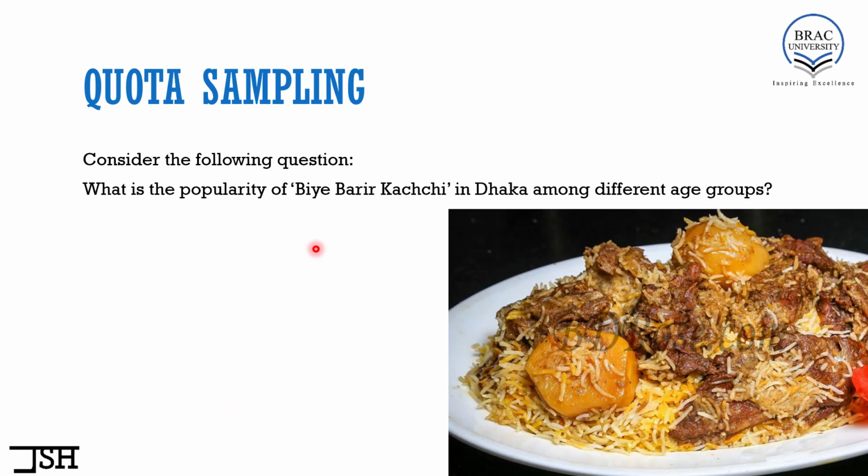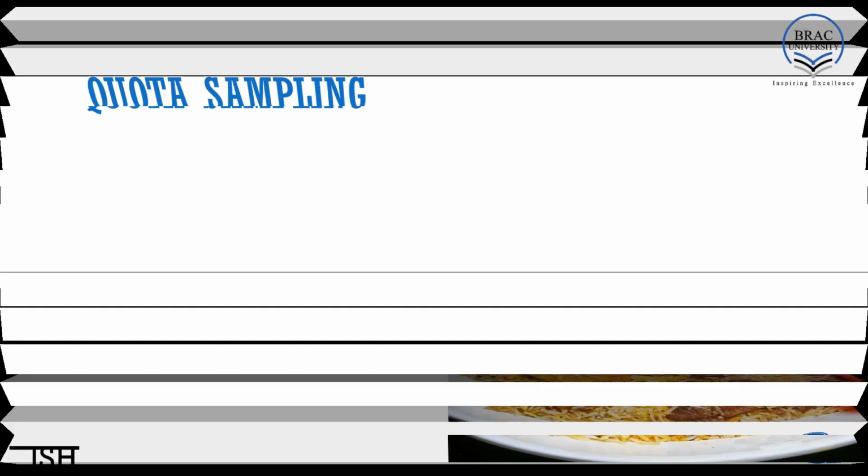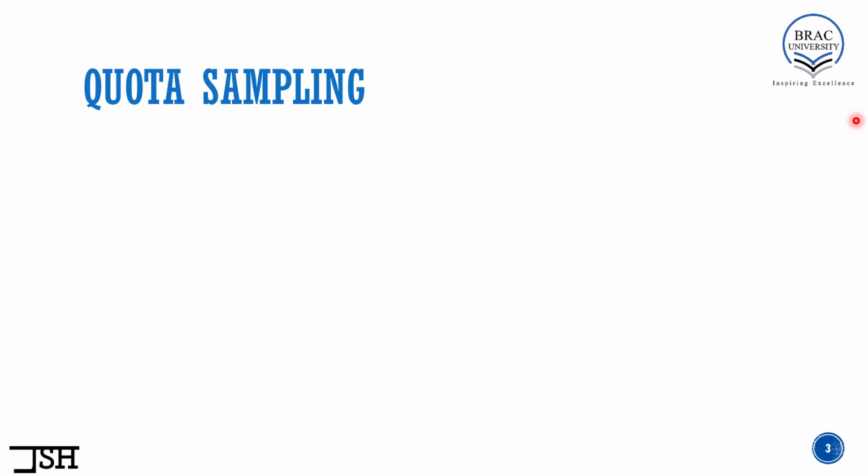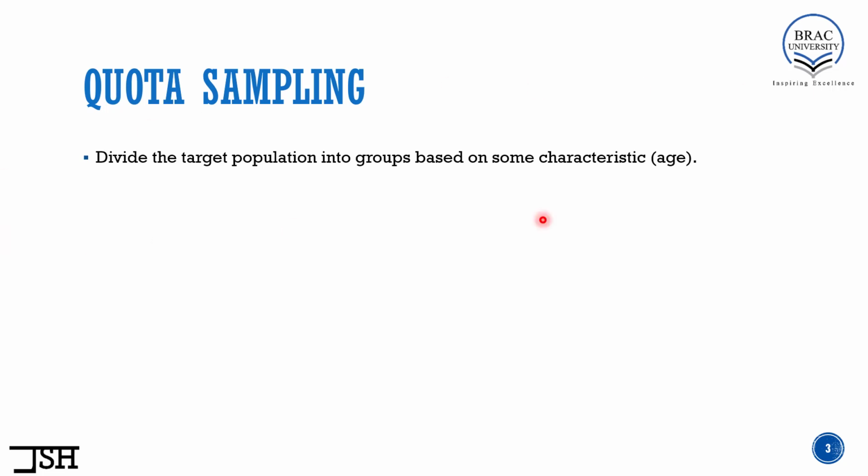Let's come back to the research topic. So what is the popularity of biye barir kacchi in Dhaka among different age groups? Now, for this research topic, let's assume that I want to use quota sampling. If I use quota sampling method, what would be my first step? So here goes the step-by-step explanation.